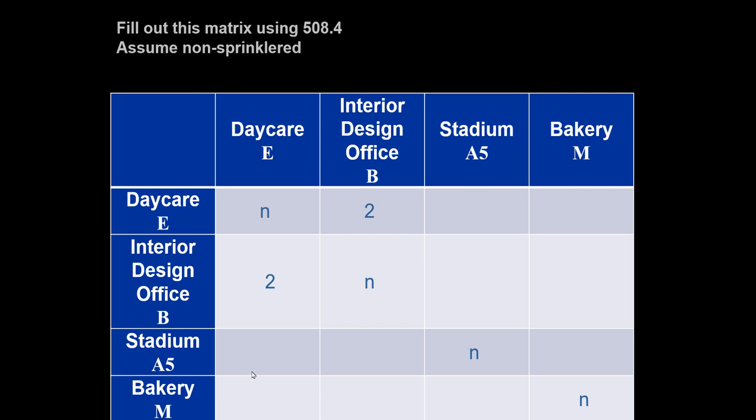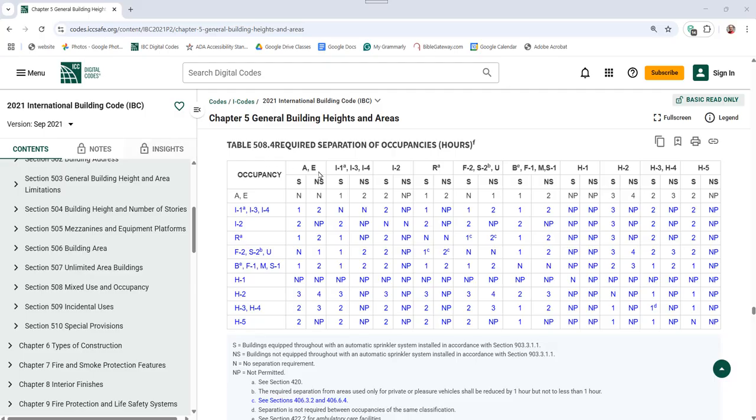It's going to be that kind of symmetry going all the way down this piece, but we'll keep on going through here. What about daycare next to a stadium? I know that's a weird combo, but let's look at what that would do. So again, they're basically an A and an E, and you can see here's E, and here's A. I mean, so it's nothing. They don't need to have any sort of rating. And while we're at it, let's look at the educational and the mercantile, and it would again be a 2-hour rated wall because of it being not sprinklered.